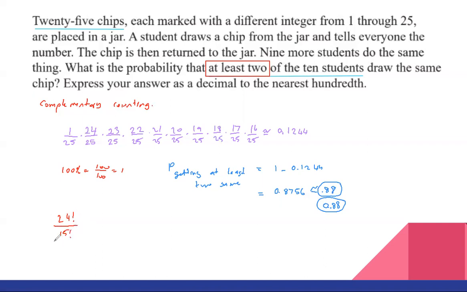So this fraction is going to be my numerator. And then I divide this by 25 to the 10th power, since we had 10 of those 25s. Again, you can use this instead of multiplying those one by one, if you have a factorial button on your calculator. But that's the answer, and it's a really nice complementary counting problem.